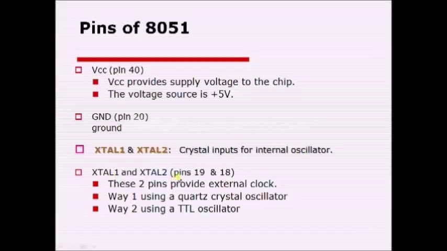So XTAL1 and XTAL2, pins 19 and 18, provide the external clock, as I told you. Here we can connect this oscillator in 2 ways. One is by using the crystal oscillator, and the other is by using the TTL oscillator, which means some external oscillator directly given as an input signal. Now let us see how to do that. Internally in the controller we have an inverting amplifier, so we only need to add the feedback element. Let us see how to design that feedback element.